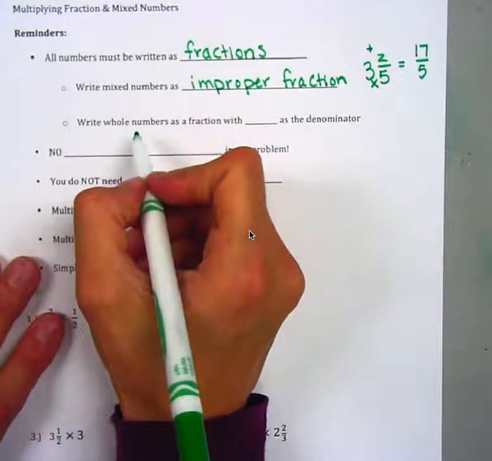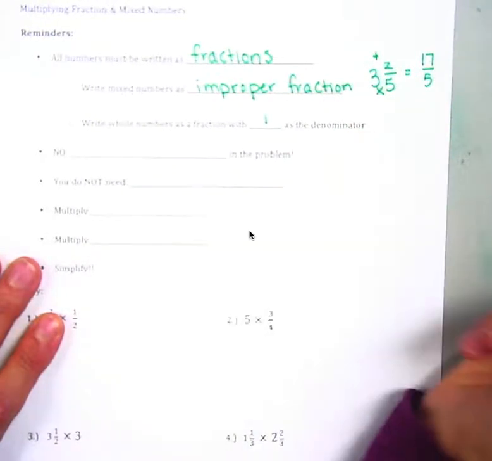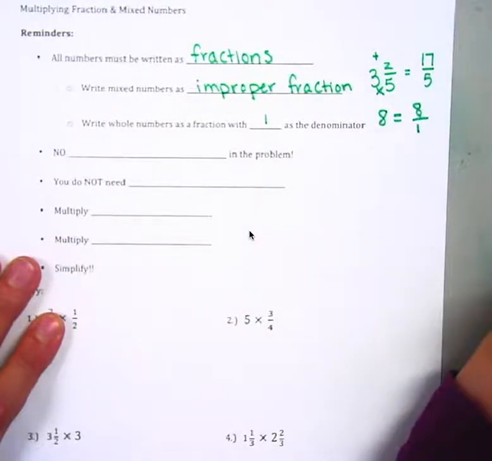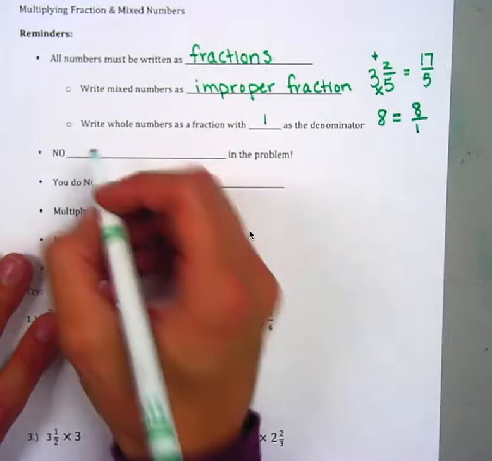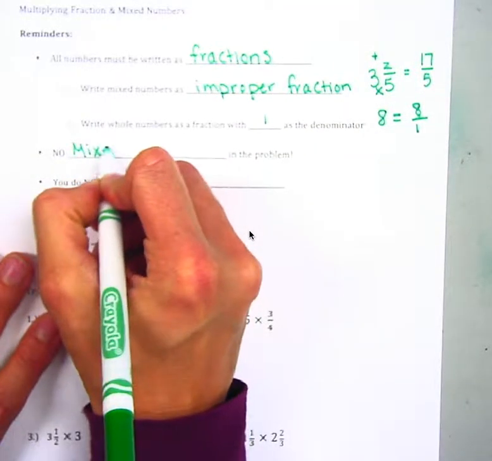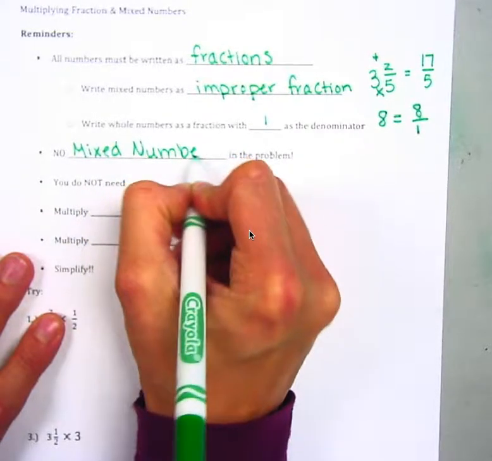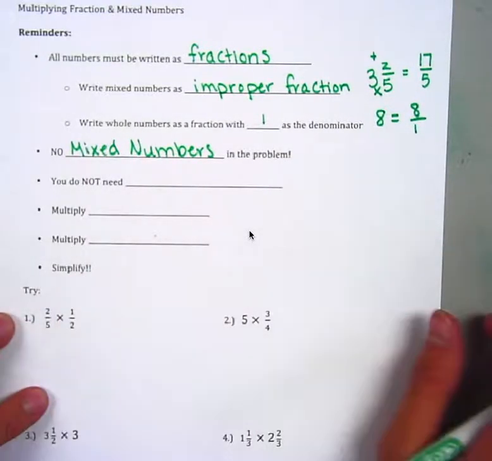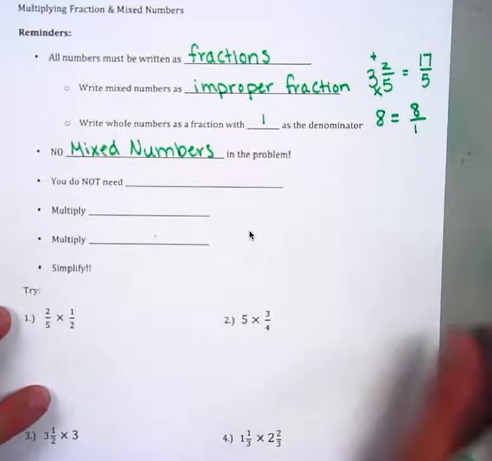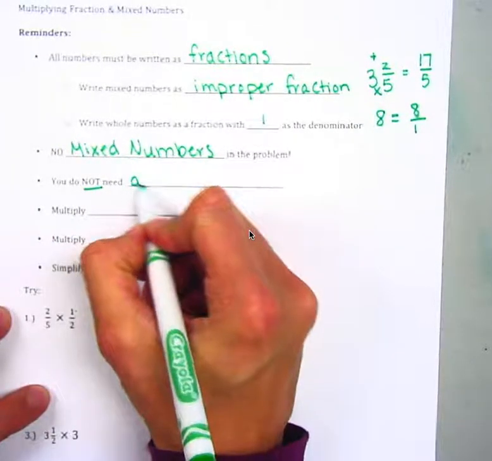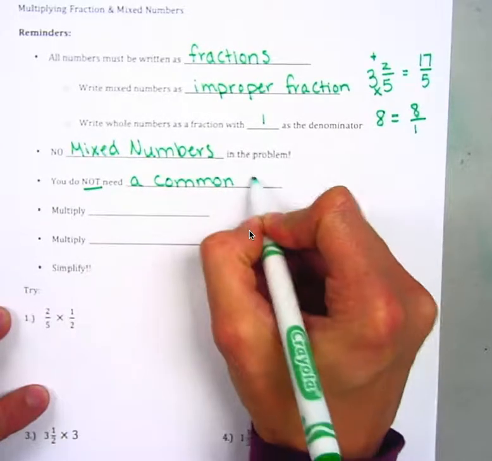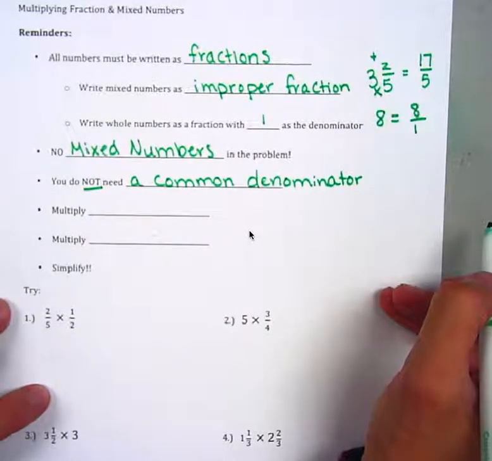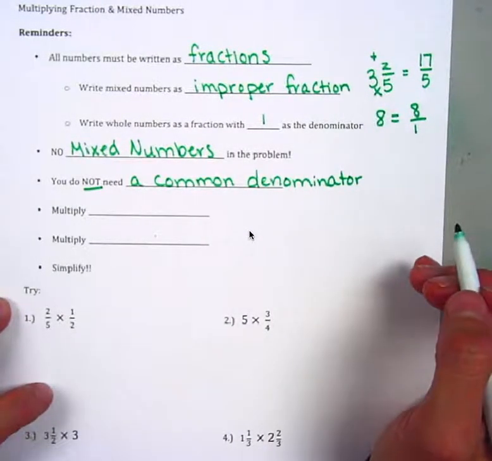And any whole numbers, we need to write them as a fraction with 1 as the denominator. So 8 would be equal to 8/1. So again, no mixed numbers in the problems. You have to make sure everything is a fraction, a numerator and a denominator, and that's it. What's really great about multiplication is that you do not need a common denominator. Once you have everything as a fraction, it's really simple.